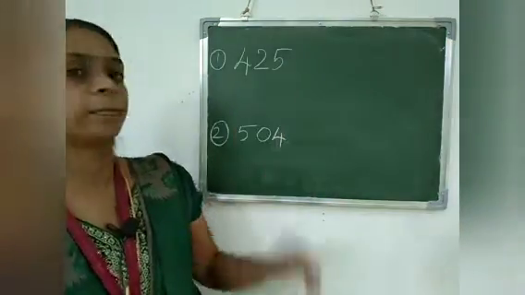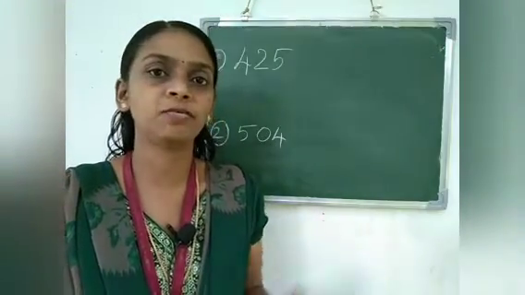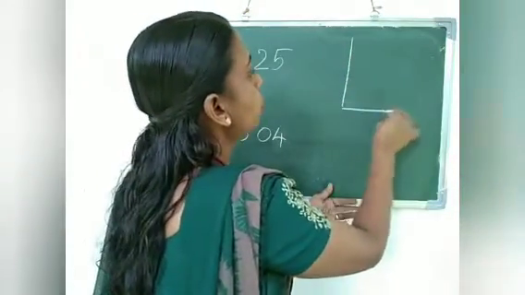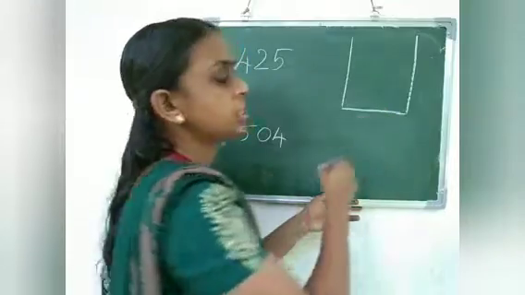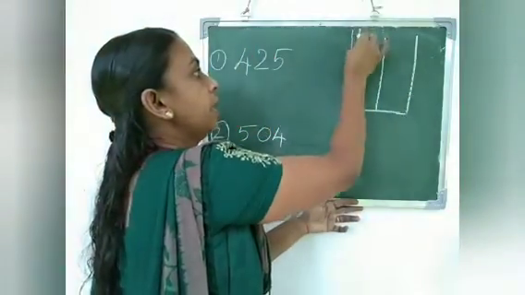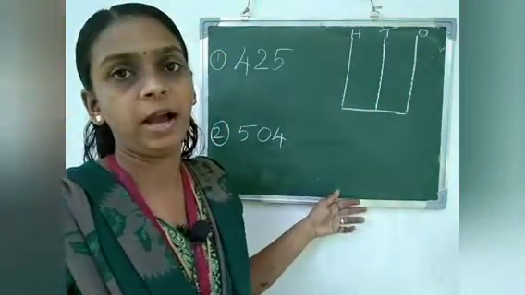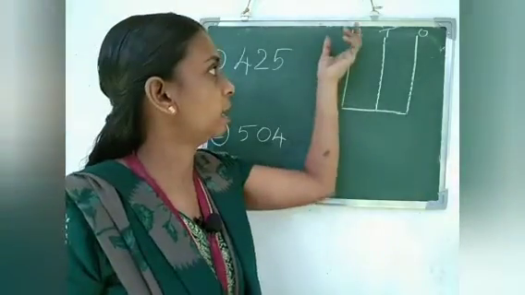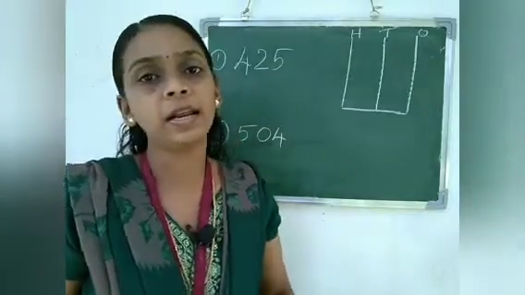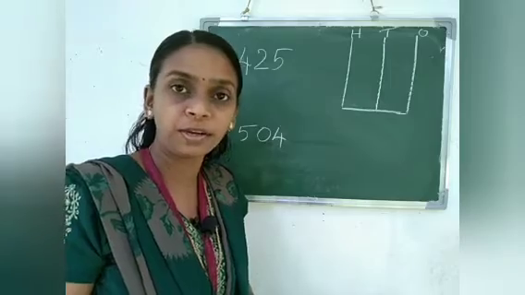So here I wrote the number 425. Now we will look how we will represent 425 on an abacus. For that we have to draw an abacus. Abacus has 3 spikes for a 3-digit number, and we have to write here capital H, capital T and capital O to represent the spikes. Then which is the number? The number here is 425.